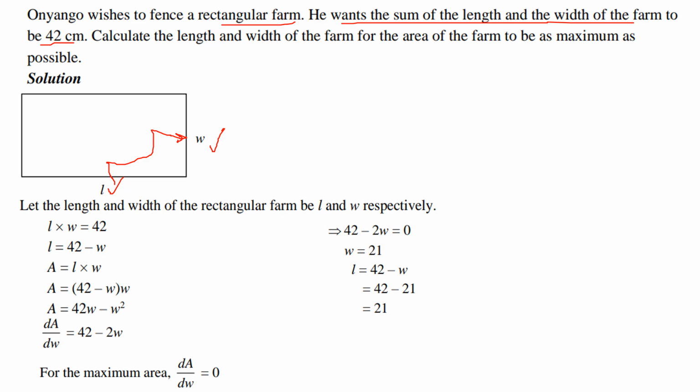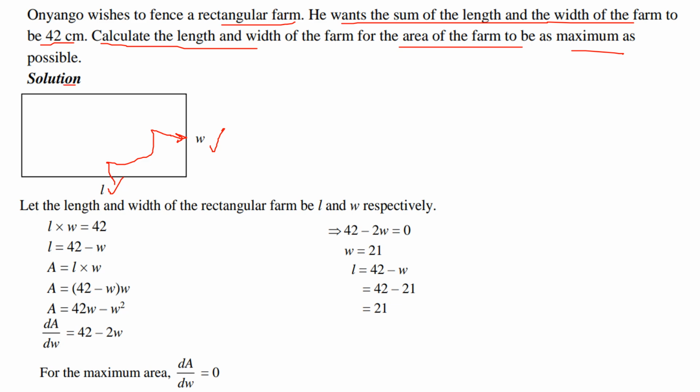We only differentiate when we only have one variable. Your expression must either have width or length only, and any other thing must be a constant, so that the differentiation can proceed. So we are here. The question is, calculate the length and the width of the farm for the area of the farm to be as maximum as possible. Now we are going to be looking at the solution.